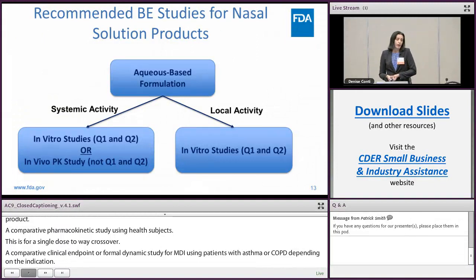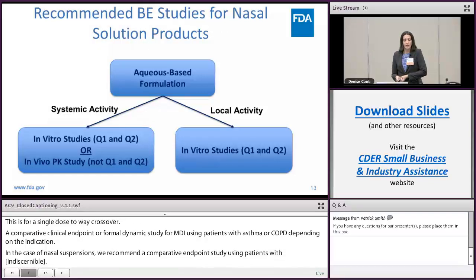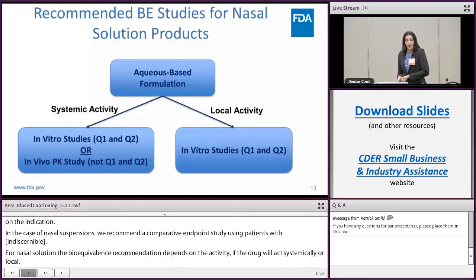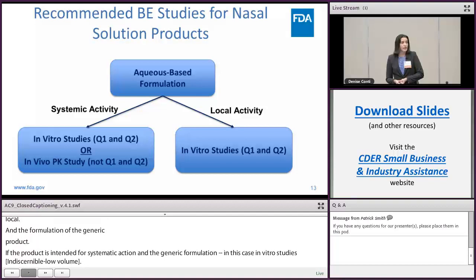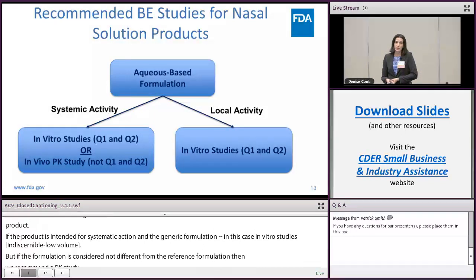For nasal solution products, the bioequivalence recommendation depends on the activity, if the drug will act systemically or locally, and the formulation characteristics of the generic product. So if the product is intended for systemic action and the generic formulation is considered the same as the reference formulation, in this case, in vitro studies only are sufficient. But if the formulation is considered not Q1, Q2, different from the reference formulation, then we recommend an in vivo PK study. For nasal solution products of local activity, we recommend sameness in terms of formulation and in vitro studies only.